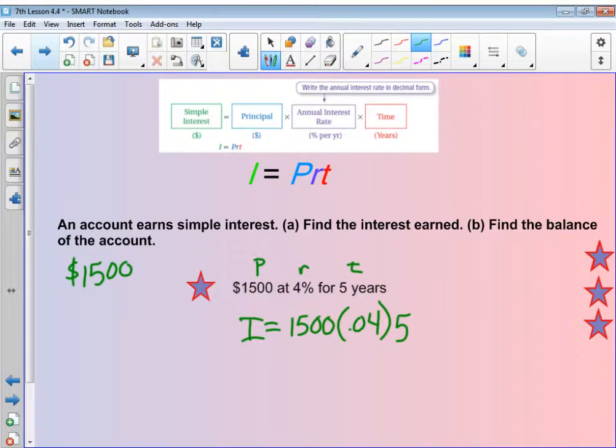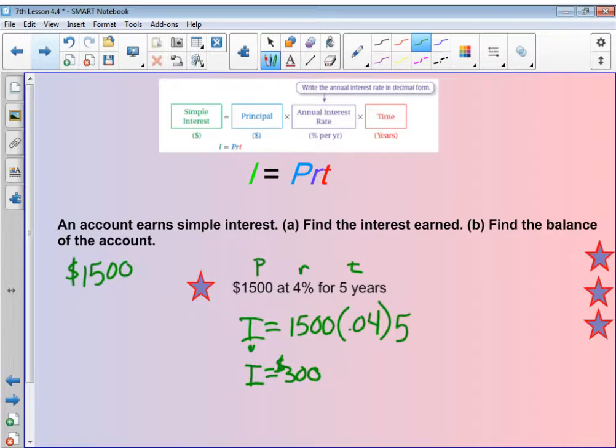Now on our calculator, we're going to plug that information in, and that's going to tell us how much interest we earn. So 1,500 times 0.04 times 5. When I do that, I get $300. So our interest equals $300.